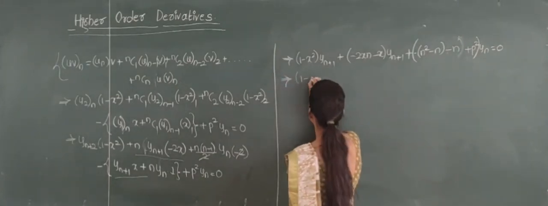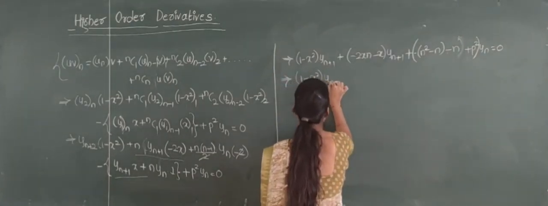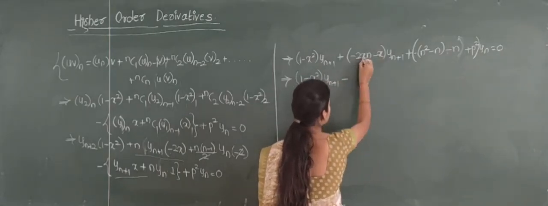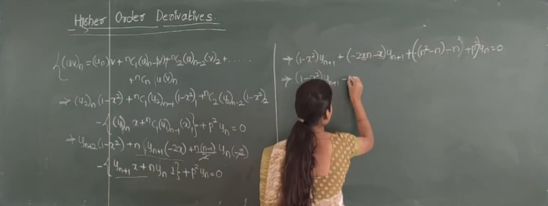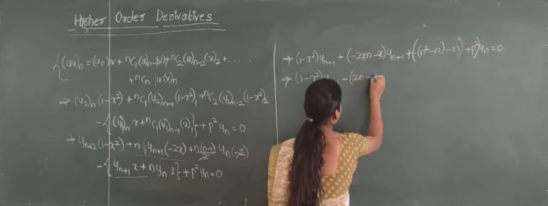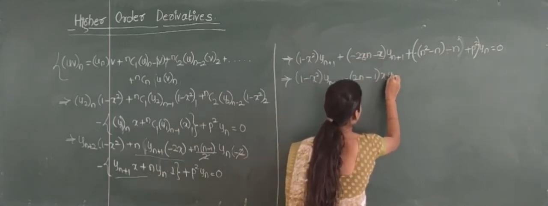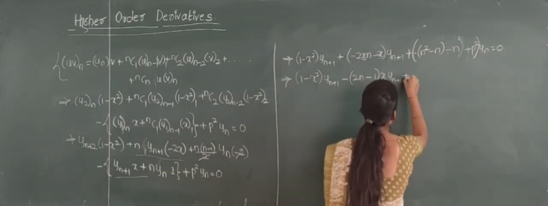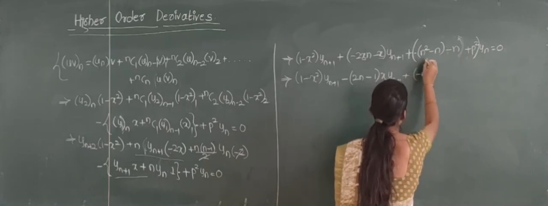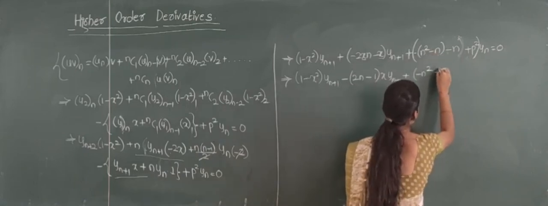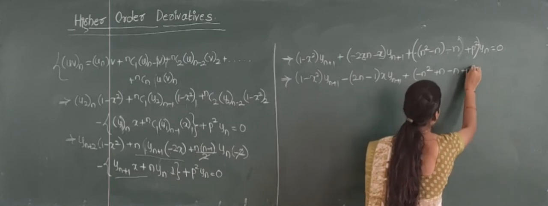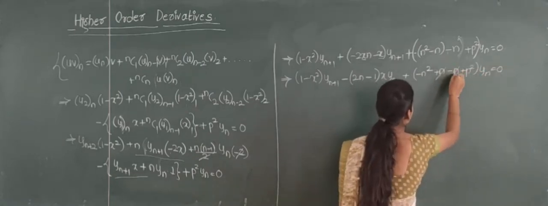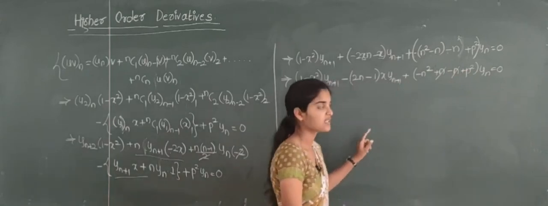Now 1 minus x square y(n+2) as it is. Here I can take minus x as common, right? Here also x is there, and this minus sign. So I will write minus of (2n plus 1) x into y(n+1), and here also, what is remaining in the bracket? Minus n square, minus into minus plus n, minus n plus p square into yn is equal to 0. Now simplify this. Here n and minus n get cancelled.